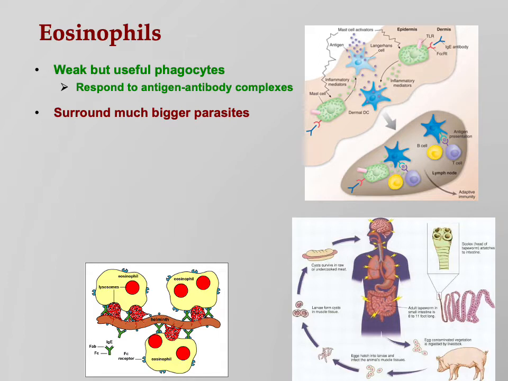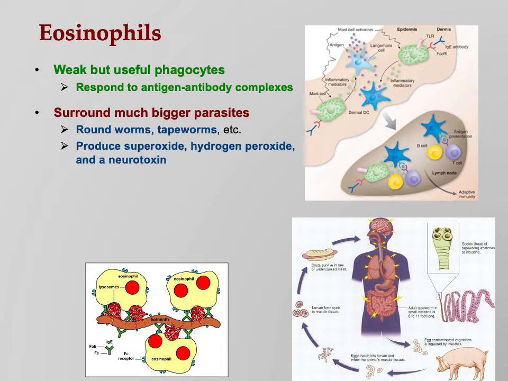Things like parasitic worms are too big to swallow. Even a macrophage can't swallow a parasitic worm. They can be too big. So the eosinophils instead swarm the bad guys and kill them from the outside. So things like roundworms, tapeworms, and so on. They produce superoxide ions again, also hydrogen peroxide.